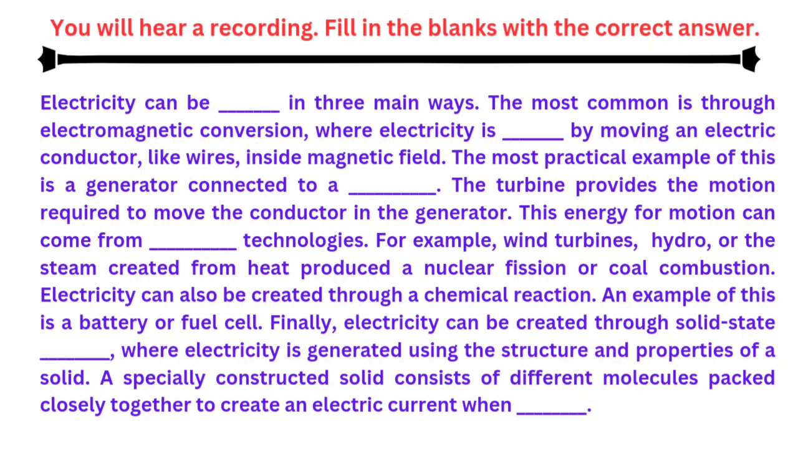This energy for motion can come from various technologies. For example, wind turbines, hydro, or the steam created from heat produced at nuclear fission or coal combustion. Electricity can also be created through a chemical reaction. An example of this is a battery or fuel cell.